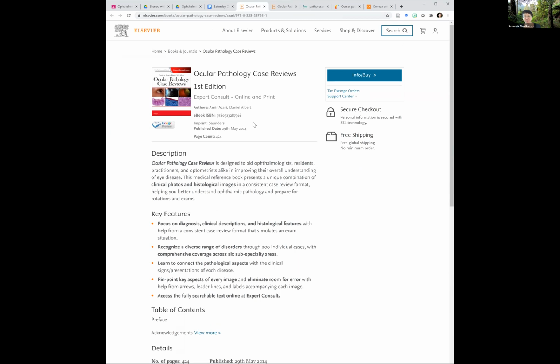Should be available from your library because it's an Elsevier Clinical Key ebook. I recommend going and getting it. And you can just have it on your device, and while you're waiting for the bus, just look at a couple of cases.